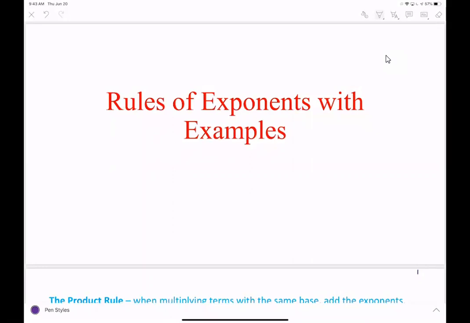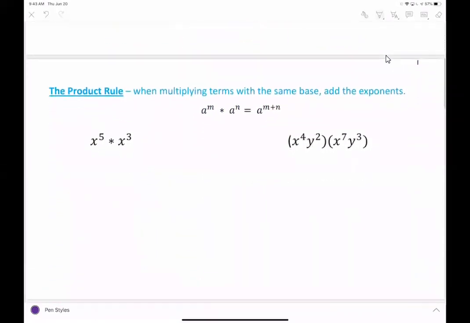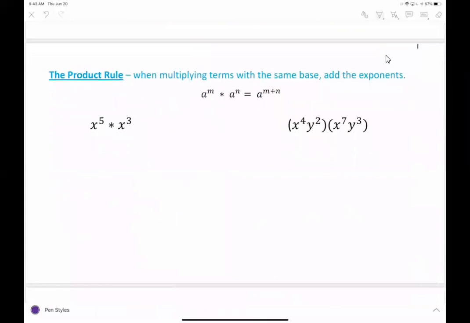In this lesson, we're going to talk about the rules of exponents and some examples of each rule that involve just only the one rule. The first rule we're going to look at is the product rule.